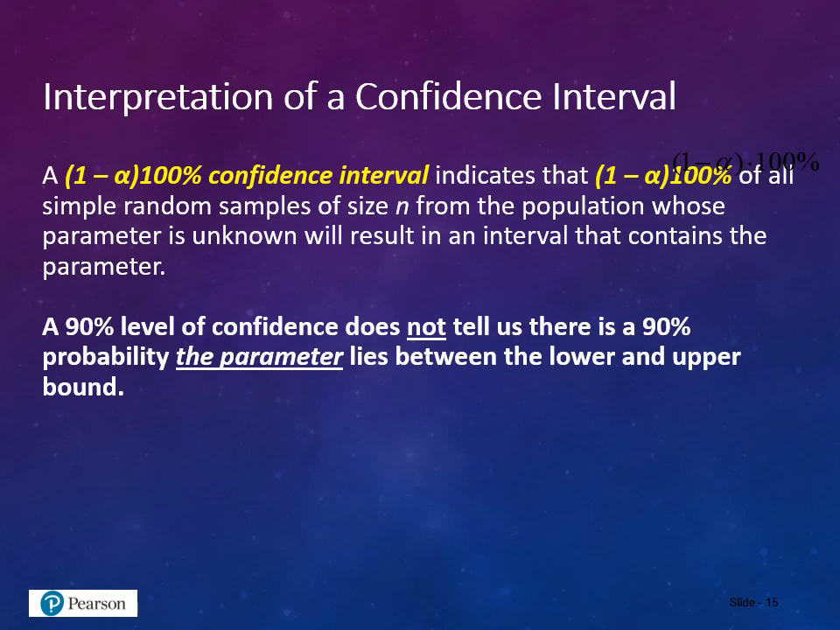So as far as the interpretation of a confidence interval, a (1 minus alpha) times 100% confidence interval indicates that (1 minus alpha) times 100% of all simple random samples of size n from the population, whose parameter is unknown, will result in an interval that contains the parameter. It is between those 2 points, the mu plus or minus 1.96 standard deviations. A 90% level of confidence does not tell us there's a 90% probability the parameter lies between the lower and upper bound.